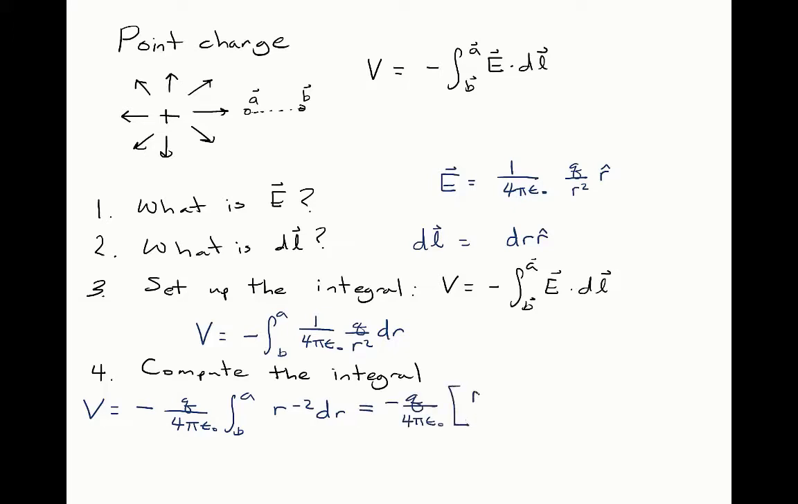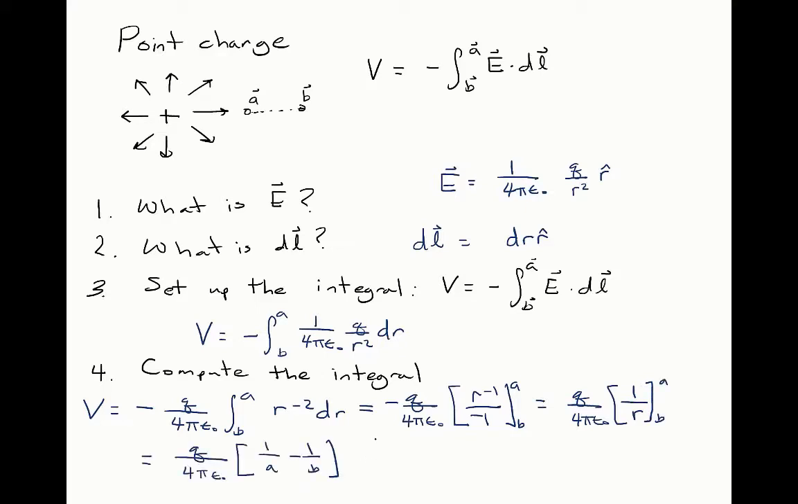So power rule gives us r to the minus 1 over minus 1. I'm going to cancel out those minus signs. r to the minus 1 is 1 over r. Okay, so this is what we get for our potential. So this is the potential difference between B and A.